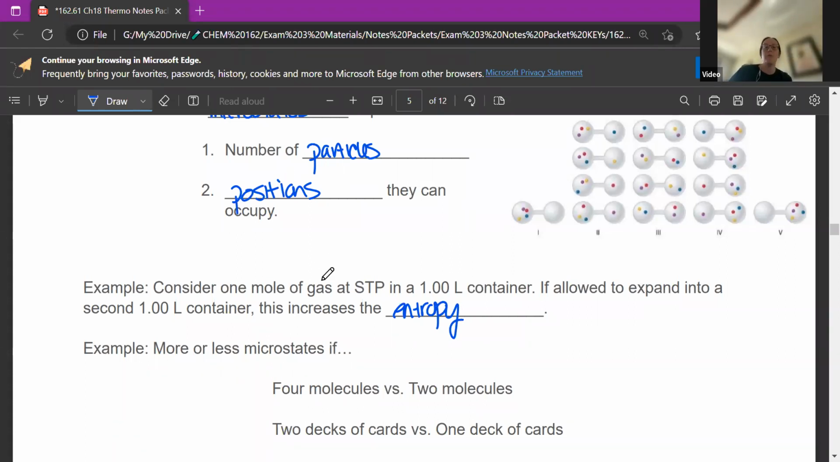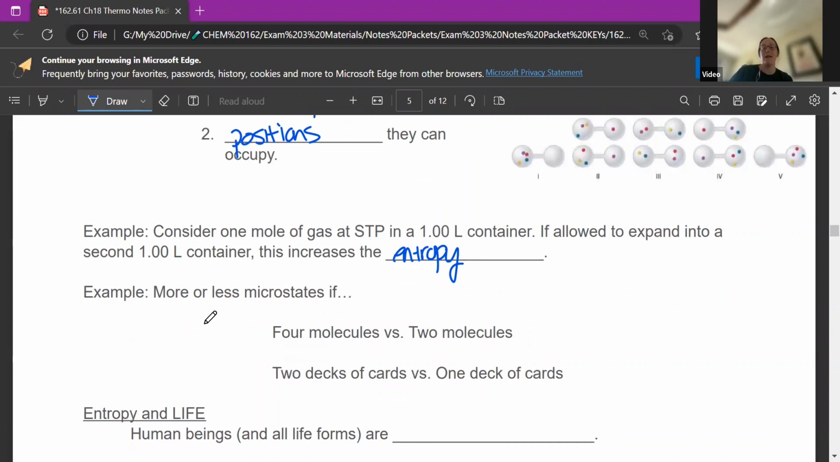All right, so we're gonna look at a couple more examples. What would happen to have more or less microstates if I have 4 molecules versus 2 molecules? Well, the answer would be 4 molecules, more possible microstates, more entropy. How about 2 decks of cards versus 1 deck of cards when you're shuffling? Well, 2 decks of cards have more possible microstates. So that means that I can have more entropy, there's more possible positions.